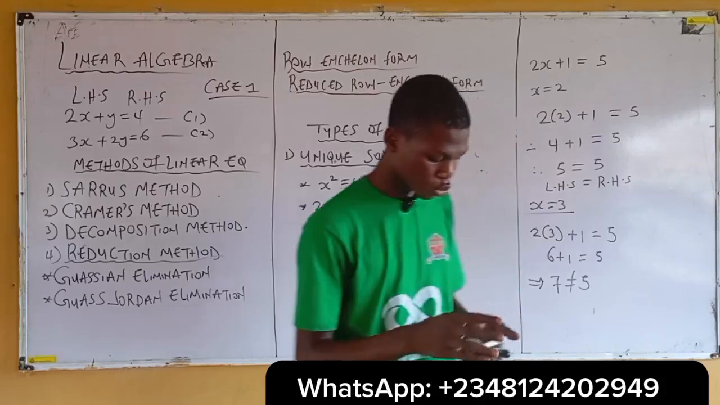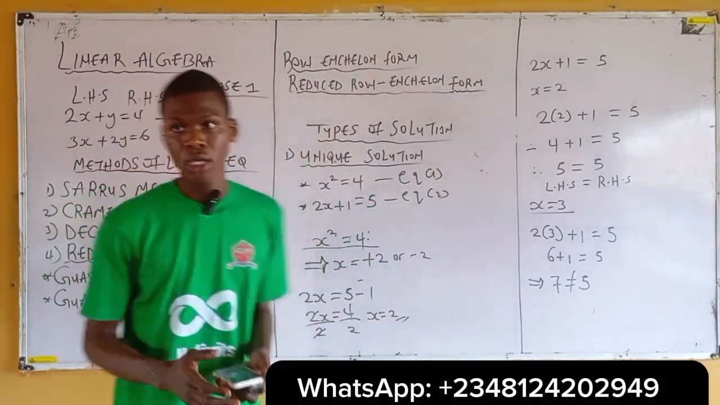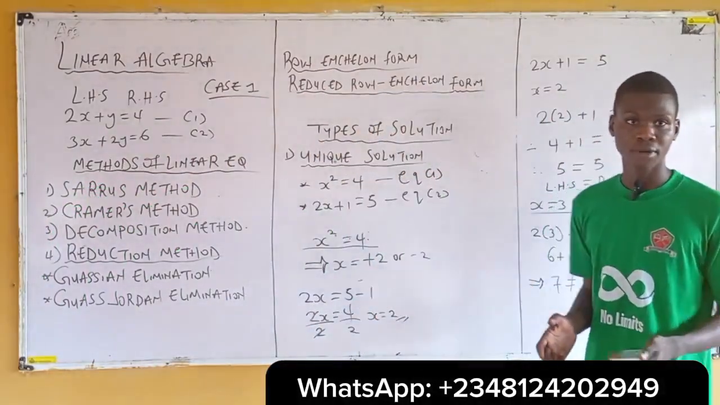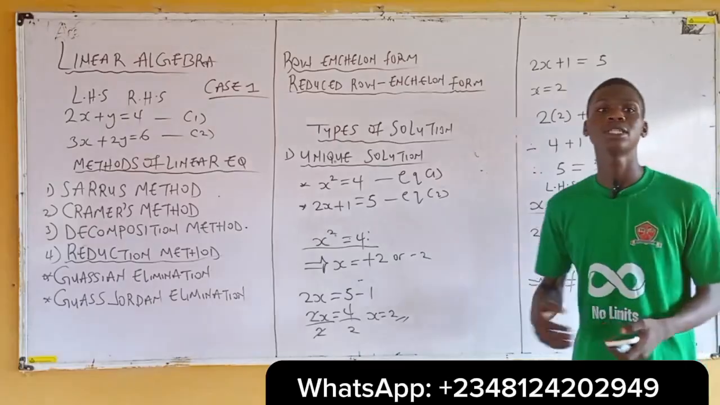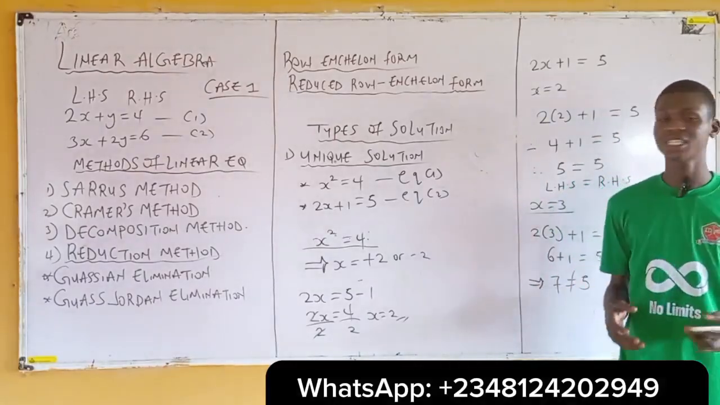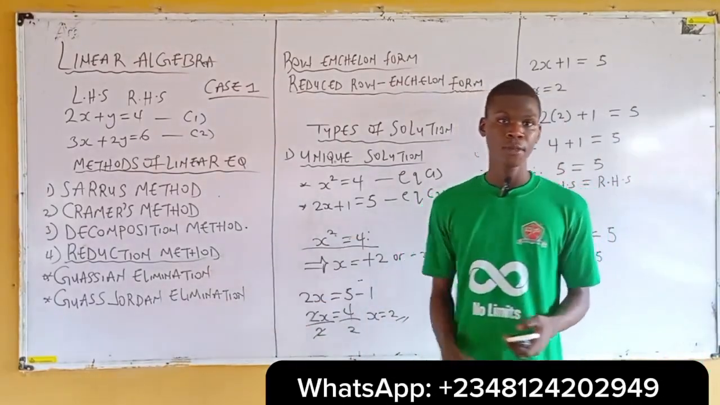Or before the next one, how do we represent this in a matrix form? The idea of linear algebra is that we have different methods to be used, right? So what we'll be doing later on is using matrix understanding to solve a system of linear equations, which is what? Gaussian elimination method, right?